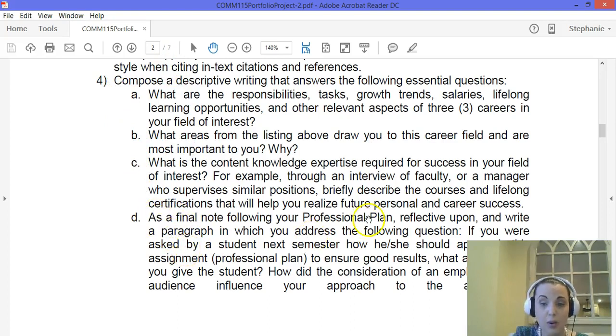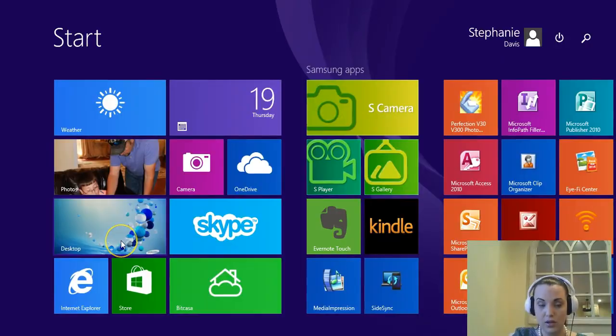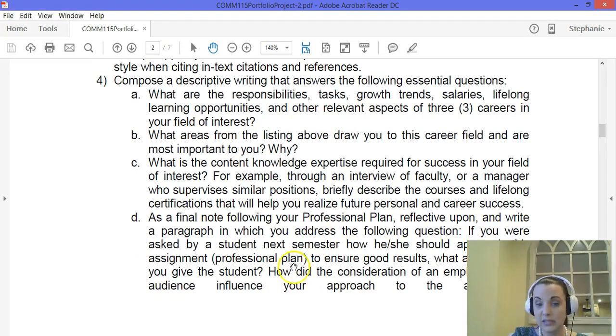And then in the final part of your paper, you're basically going to write one paragraph which discusses, if you were asked by a student next semester how they should approach this assignment that you've just completed and be successful with it, what advice would you give them? Maybe you would say, well, the first thing you need to do is locate all the research on these 3 careers that you might want to go into.